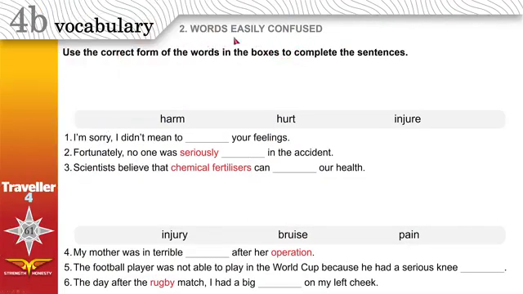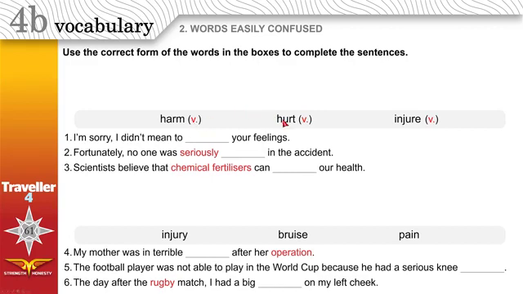Next, we have words easily confused. Use the correct form of the words. Correct form means if you needed ed, past simple, if you needed ing, if you needed s, plural s, to complete the sentences. The first group we have harm, hurt, and injure. These are verbs, all of them.